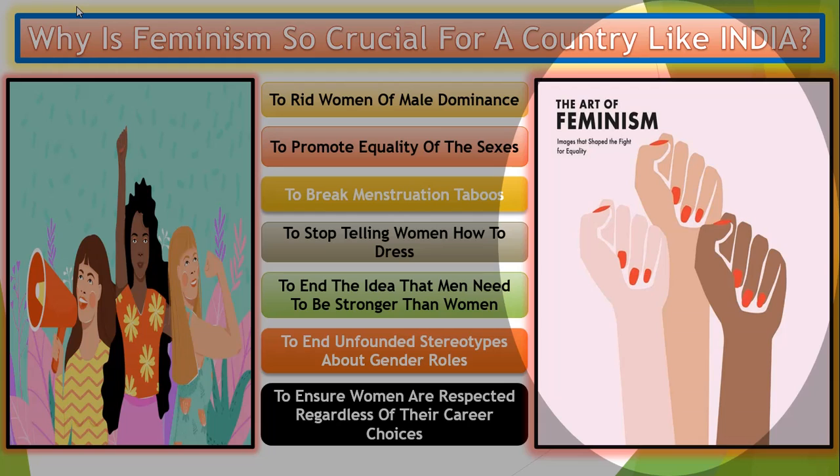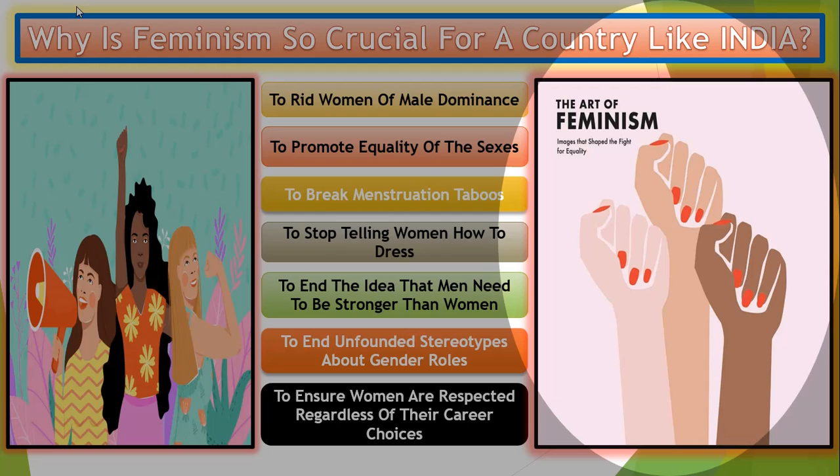Now move on to the fifth point, to end the idea that men need to be stronger than women. India needs feminism because no man should be under the pressure of being emotionally and physically stronger than a woman. It's time that statements like "Mard ko dard nahi hota" and "Ladki roti nahi" are sidelined and men are not sneered at for volunteering to take up responsibilities at home.